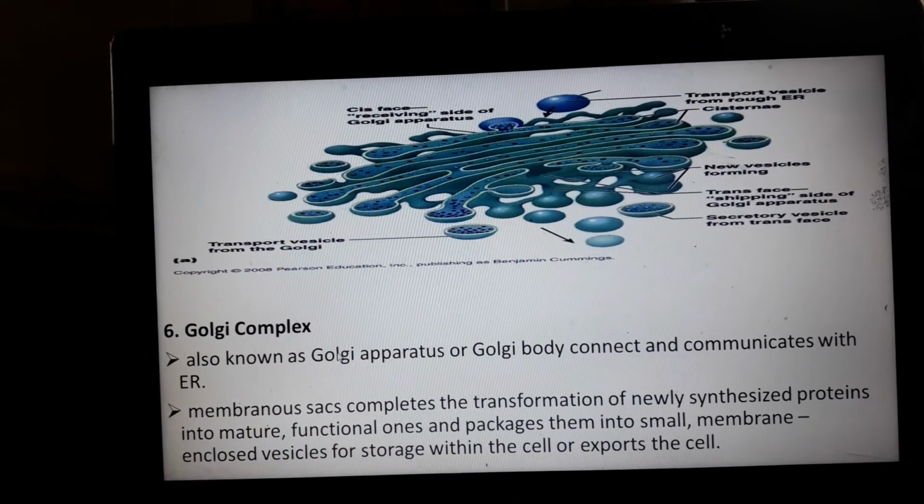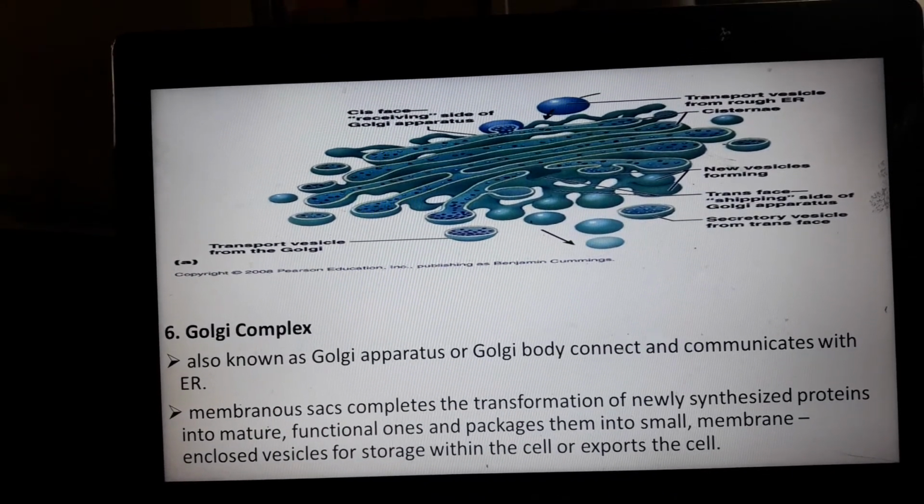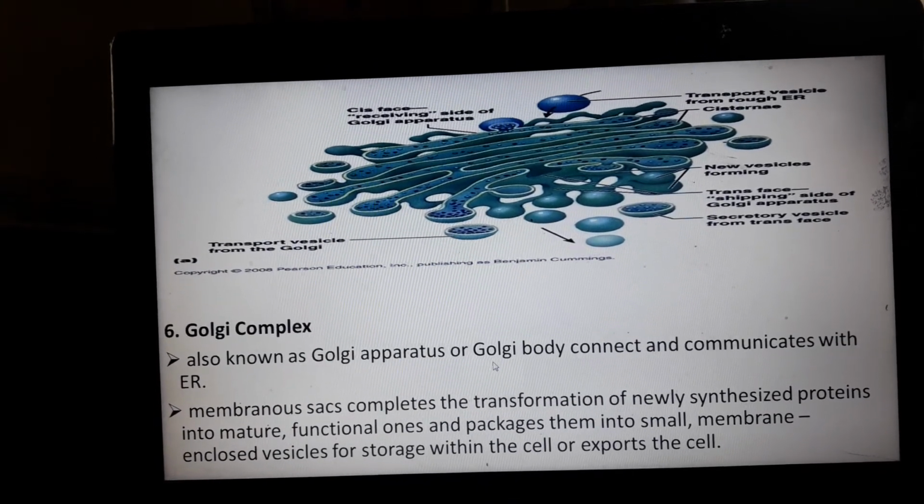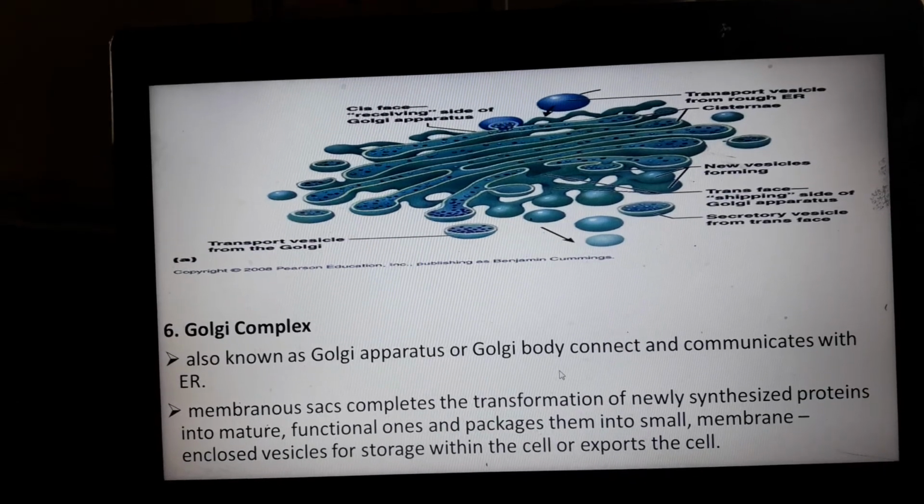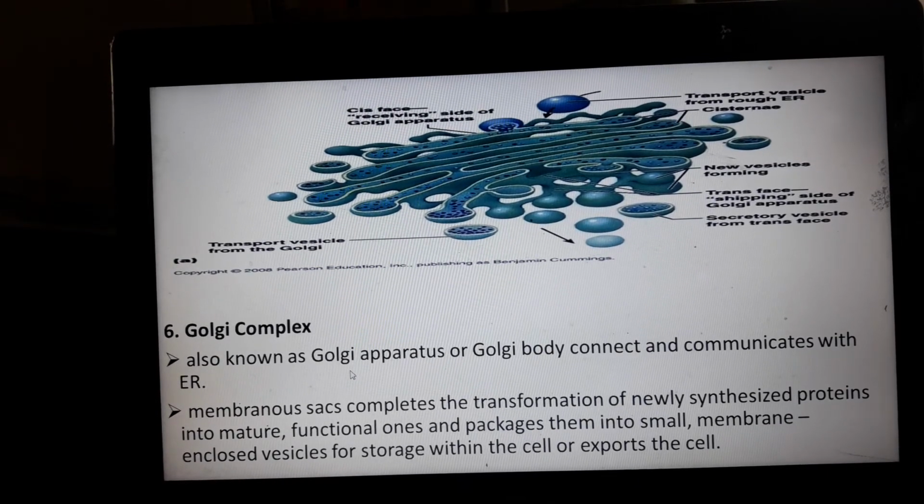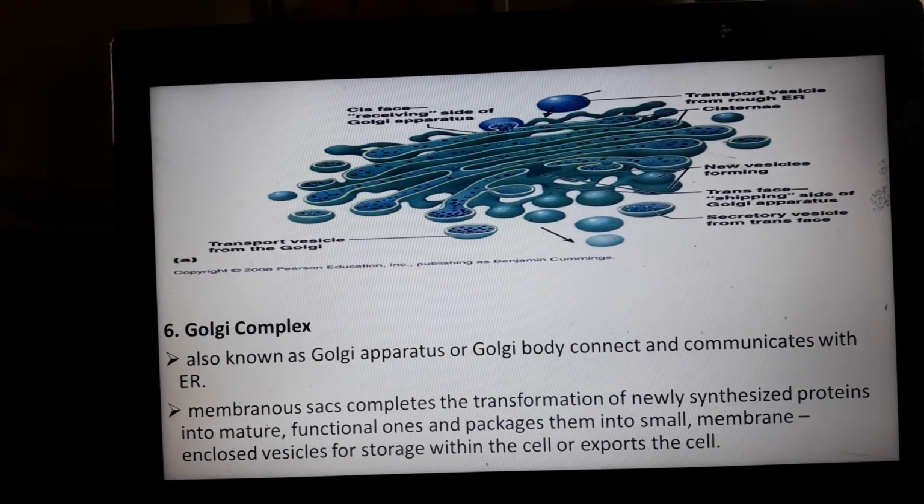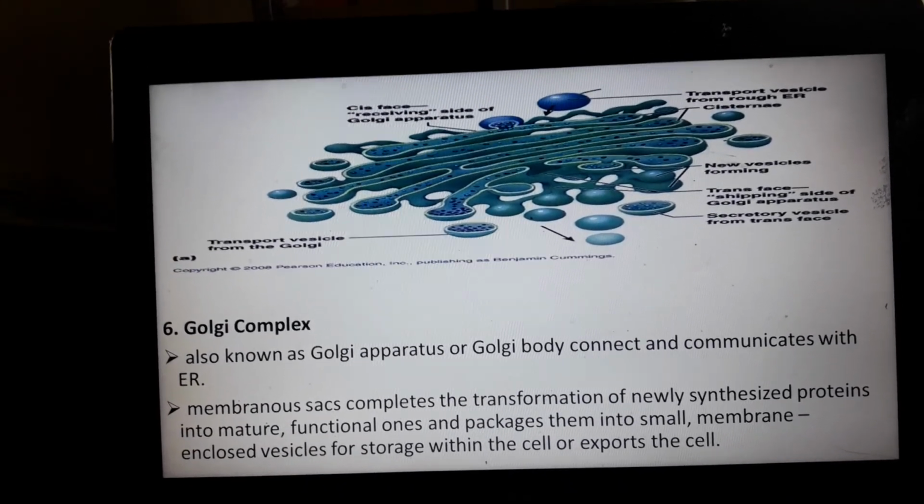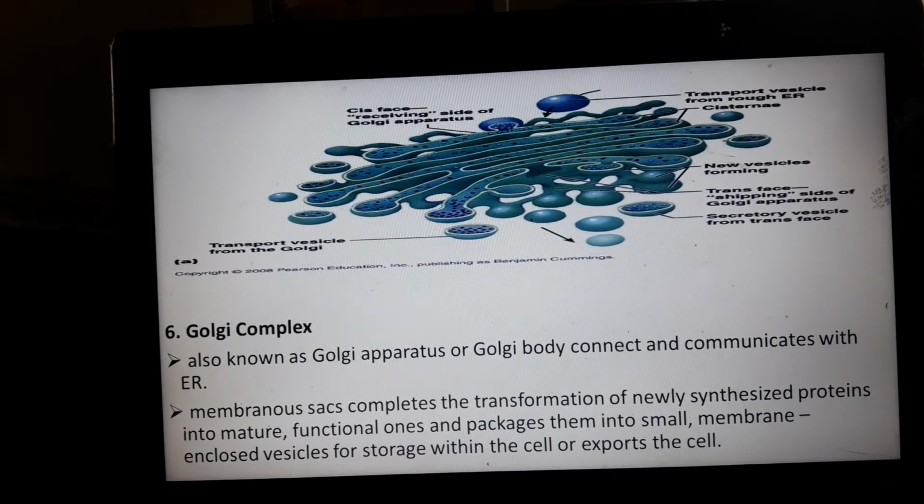Next, Golgi apparatus, also known as Golgi complex or Golgi body, connects and communicates with the ER. So usually, as we have discussed in biochemistry, it is the organelle in charge of protein packaging and sorting, and protein maturity takes place also in the Golgi complex.